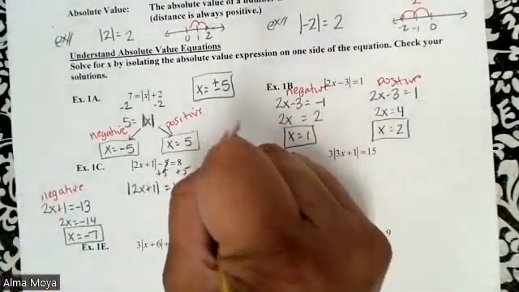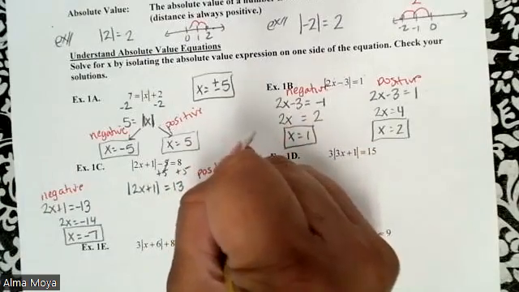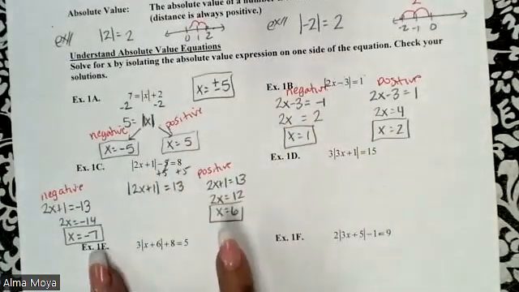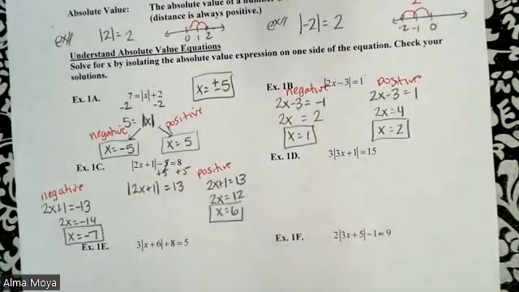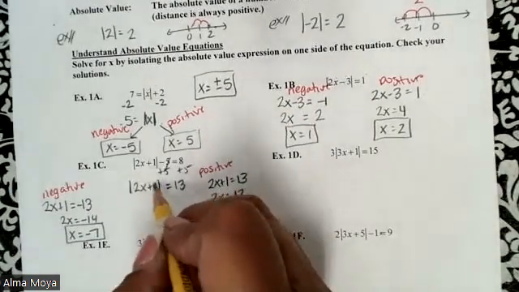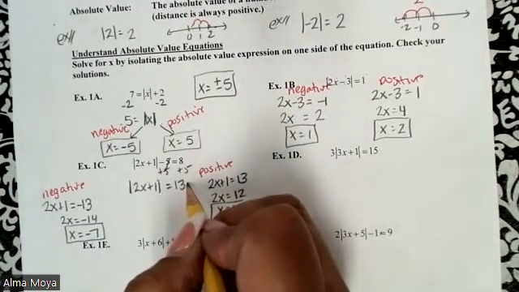Here I'm going to subtract 1 from both sides. Divide by 2. So my answer is negative 7 and 6. And if you go back and check your answer, it's going to work out. Another way to know is, can absolute value equal a positive number? Yes, it can.